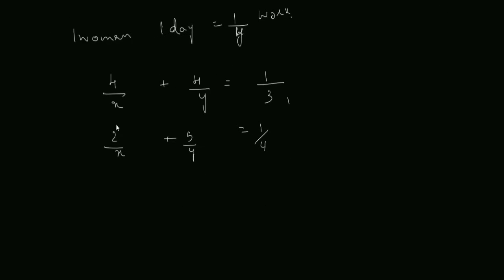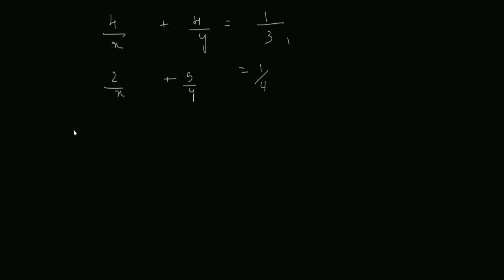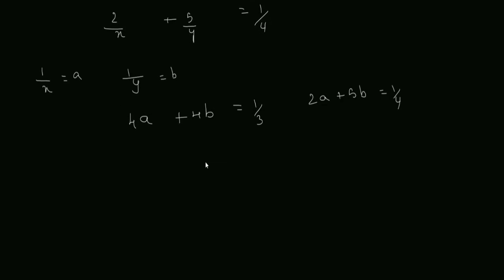Now whenever you have x and y in the denominators, we take 1 by x as a and we take 1 by y as b. So that will be easy for you. So 4a plus 4b is 1 by 3. The second equation is 2a plus 5b is equal to 1 by 4. Now this we have to solve using matrix inversion method.